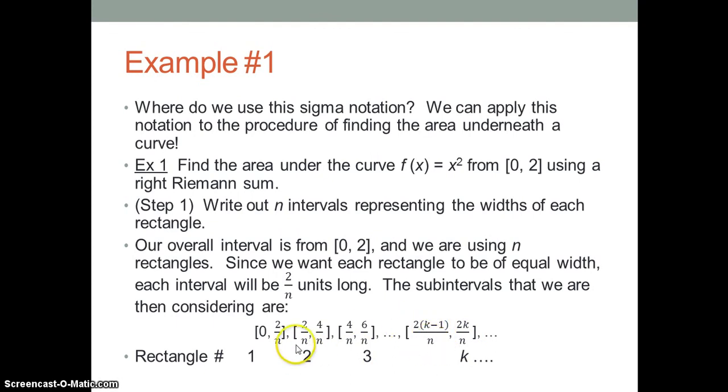All right? And so we could see that by saying, okay, well, the left endpoint of one rectangle is the right endpoint of the previous rectangle. So that's where the k minus 1 is. Find that previous rectangle value multiplied by 2 over n.